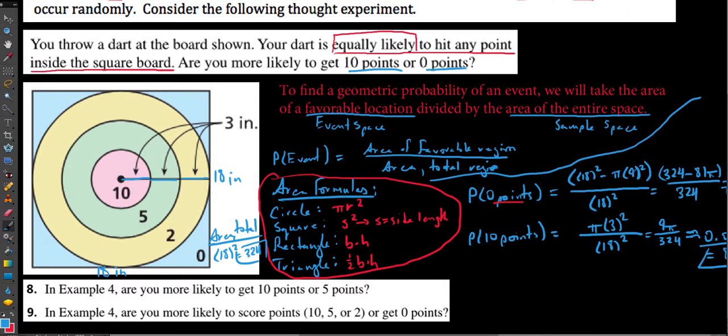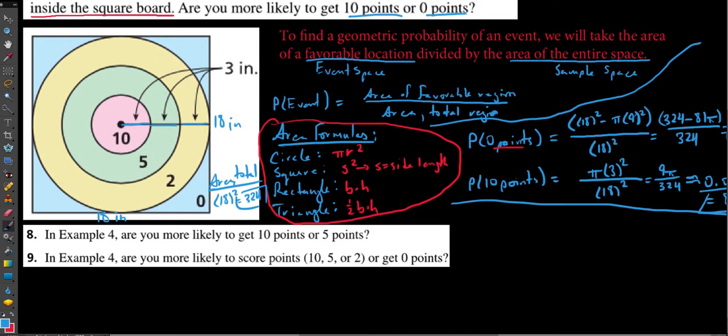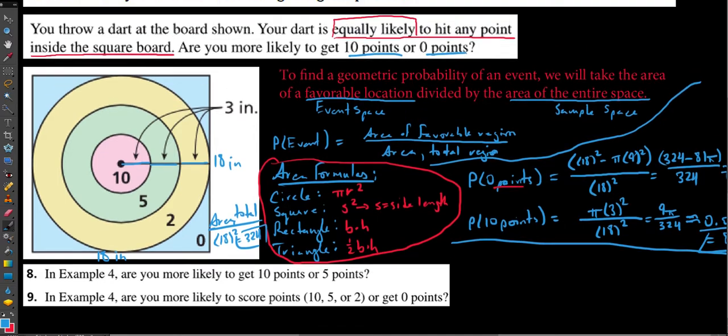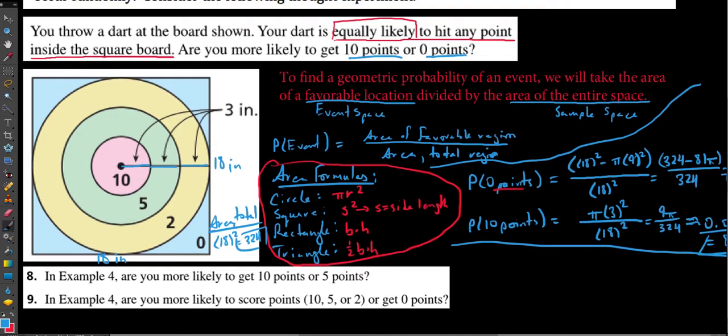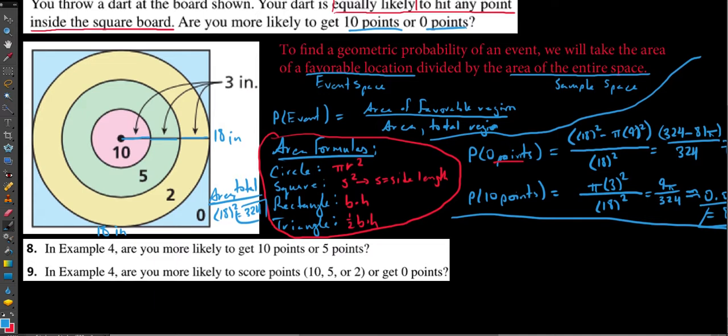So what I'd like to do is try this again with a couple other examples here. With this number 8, we're going to use the same diagram. Looking at number 8 here, it says in example 4, are you more likely to get 10 points or 5 points? Let's look at our 10 point region versus our 5 point region here. And so in this particular instance, we'll go ahead and go with our probability of 10 points.